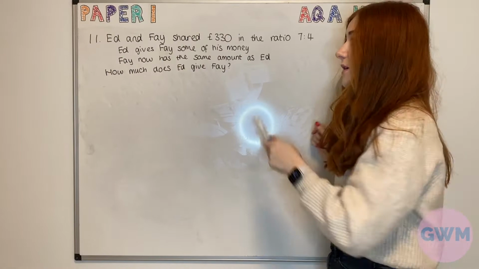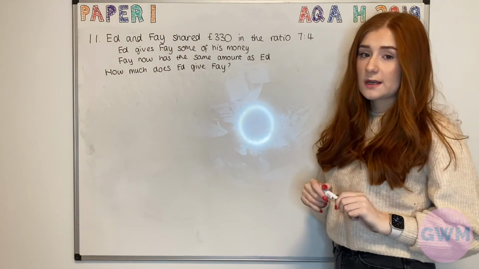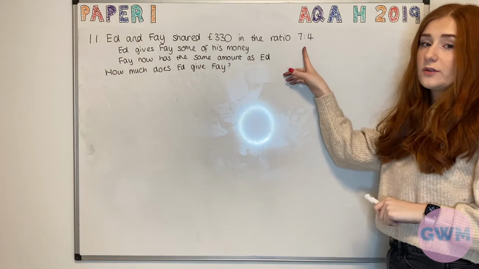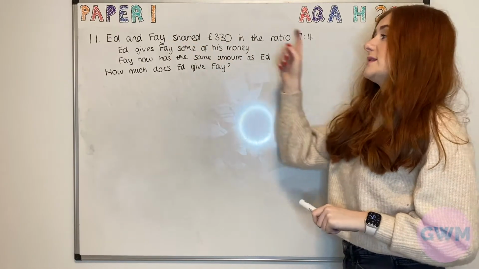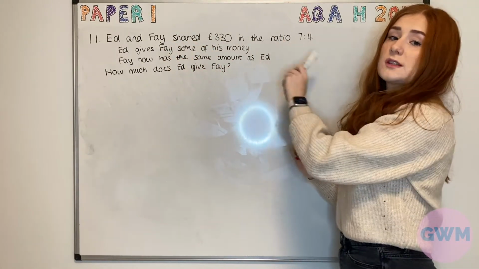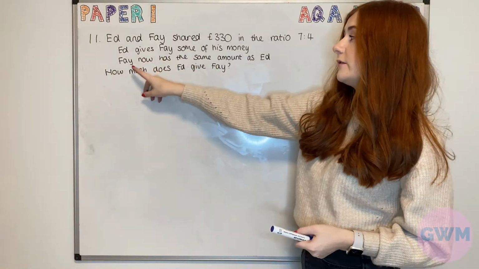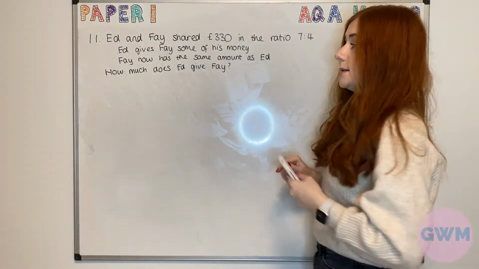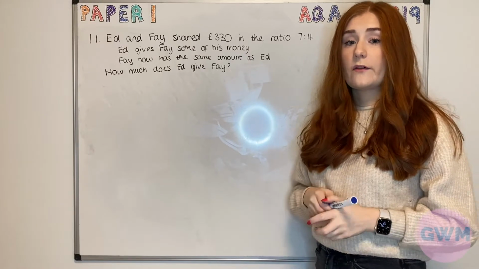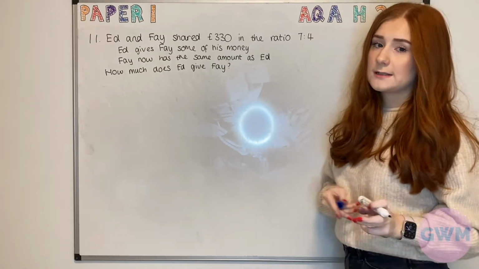Question 11 says, Ed and Faye shared £335 in the ratio of 7 to 4, which means Ed is 7 and Faye is 4. Remember, it's the order that counts. So Ed then gives Faye some of his money, and Faye now has the same amount as Ed. How much money does Ed give Faye? Well, let's work out how much she started with.